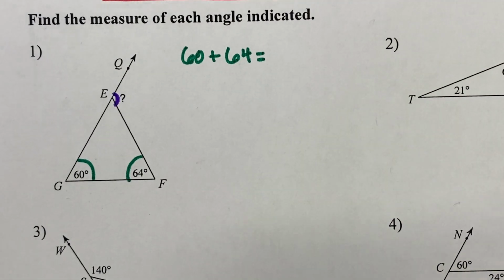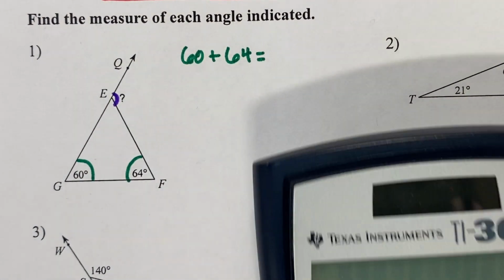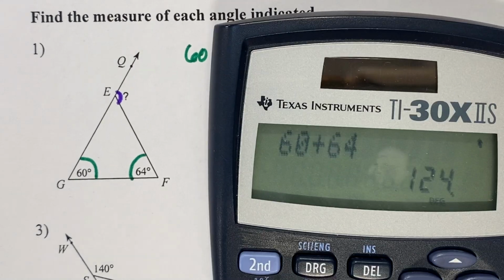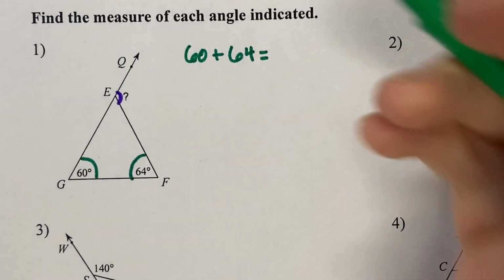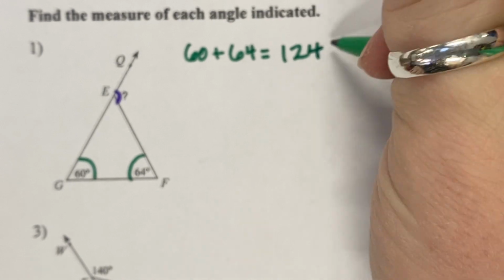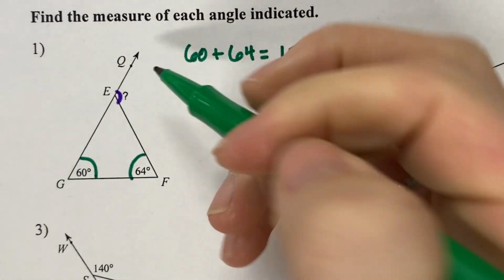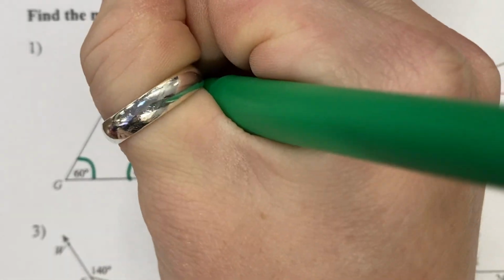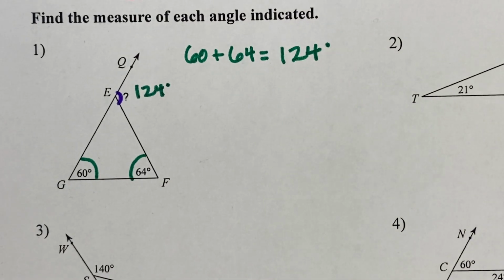First of all, let's see what that's actually going to be. We have 60 plus 64, and that's going to give us 124. So technically, this angle should be 124. Let's see why that's true.